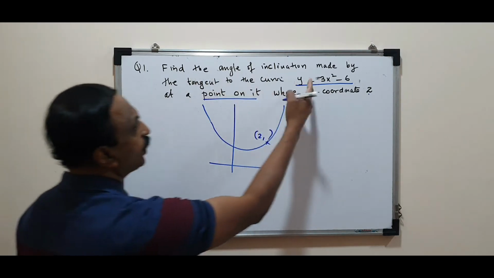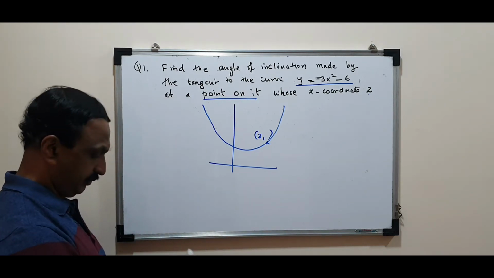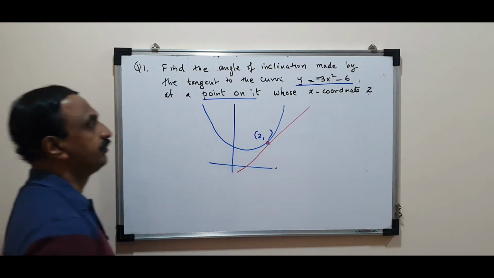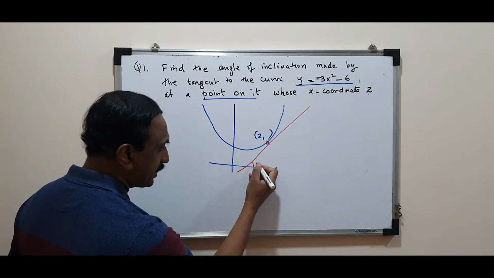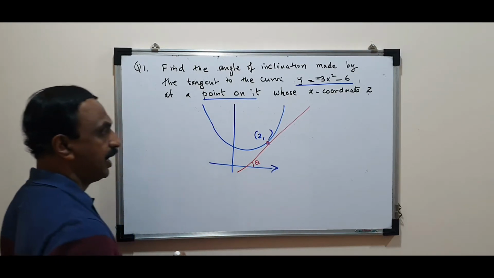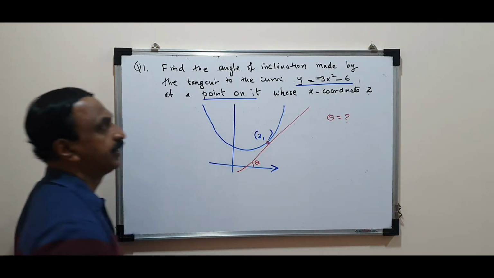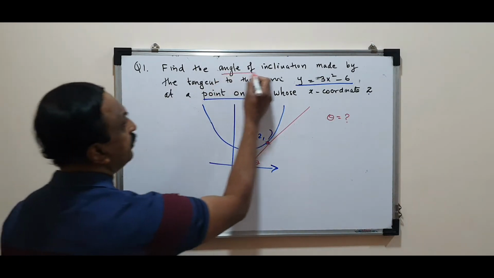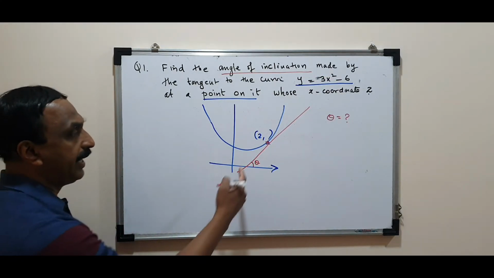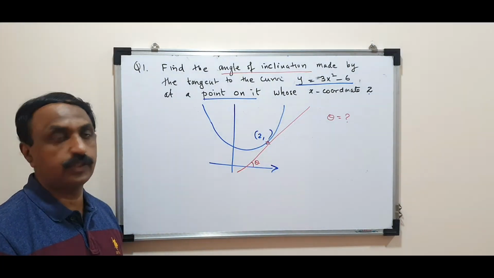Then we can draw a tangent to this curve. Let me draw the tangent to this curve. This is a tangent to the curve. This tangent makes angle theta with the positive x-axis. And we are asked to find what is the value of this theta. Then this theta is known as the angle of inclination. The angle of inclination made by the tangent at the point on the curve whose x coordinate is 2.